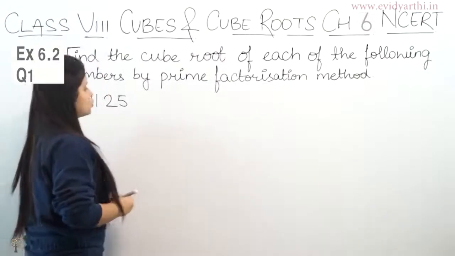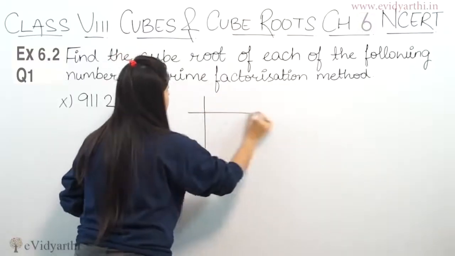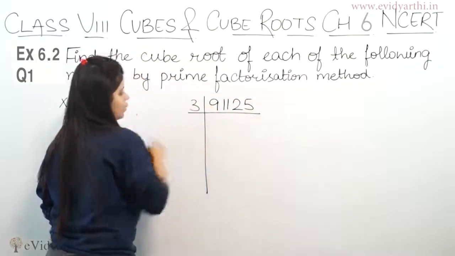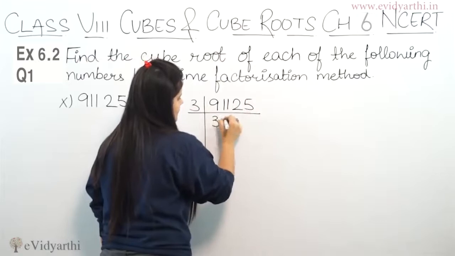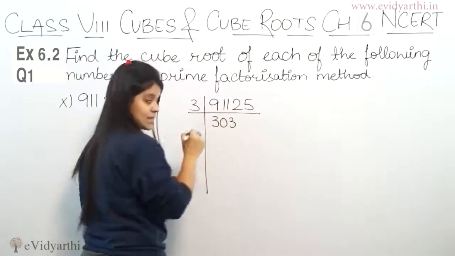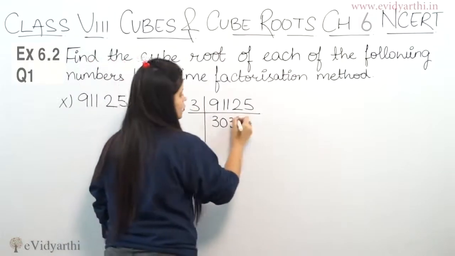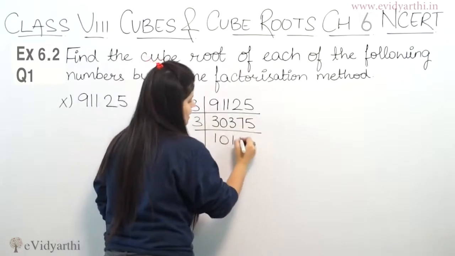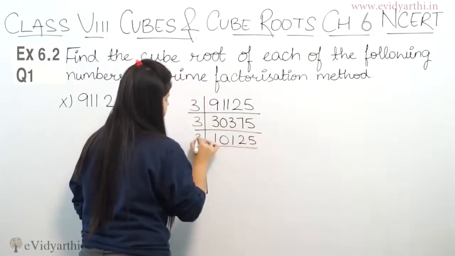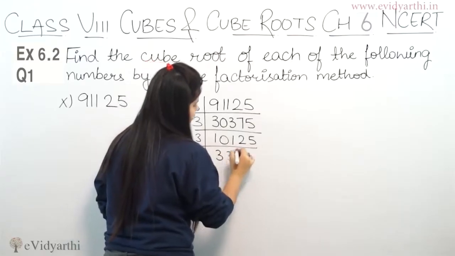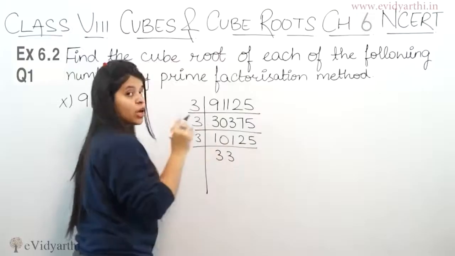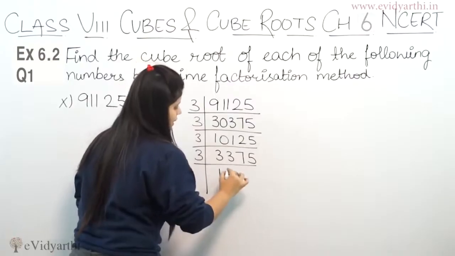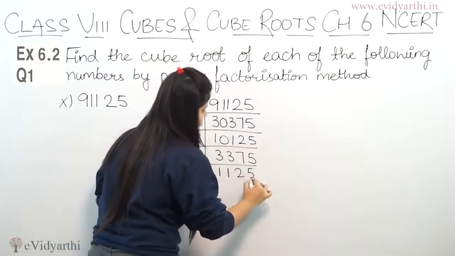We have 91125. So let's prime factorize this number. 91125, so we'll start with 3. 3 3s are 9, and 22 बचा. 7 and then 5. So 30375. Again with 3, 10125. And then we have again 22. So 7 and 5. Now 3, so 3375.